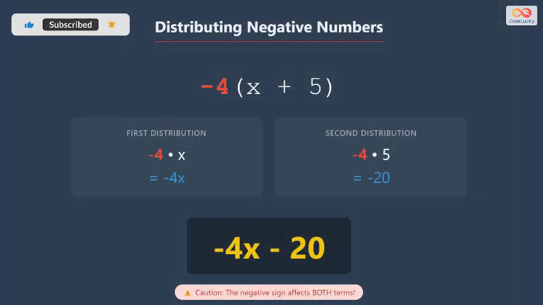Things get a little tricky with negative numbers. If you have negative 4 times the quantity x plus 5, you must distribute the negative 4 to both parts. Negative 4 times x is negative 4x, and negative 4 times 5 is negative 20. Always pay close attention to your signs.